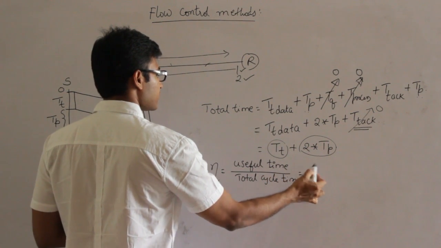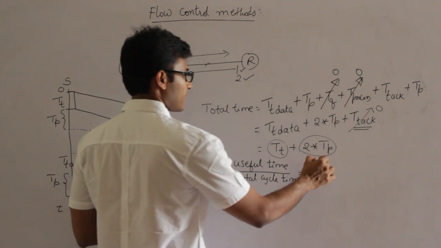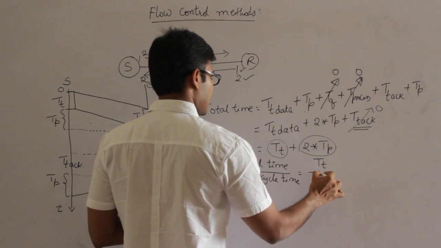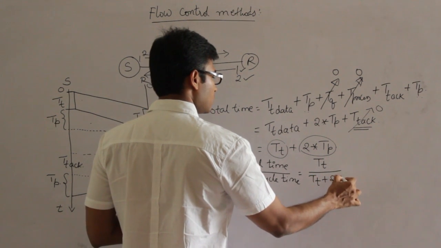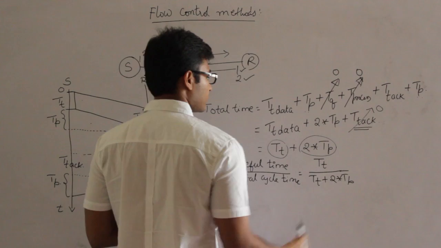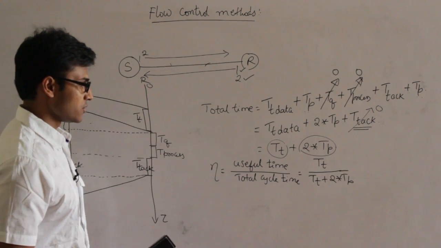Total cycle time. Now what is useful time here? So useful time is Tt upon, what is the total cycle time? Tt plus 2 into Tp. Now if you want to find out the efficiency, this is the formula that we should use.